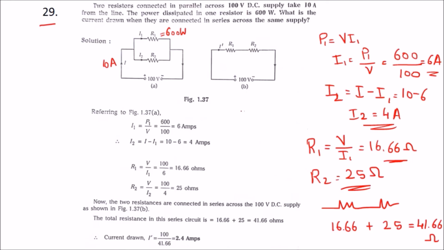The current formula is I is equal to V by R. We know V is 100, divided by 41.66. Therefore I will be 2.4 amps. This is what they're asking.